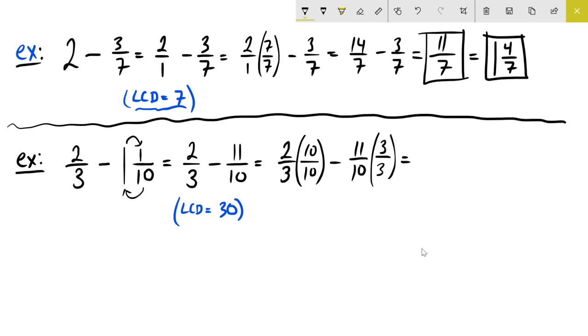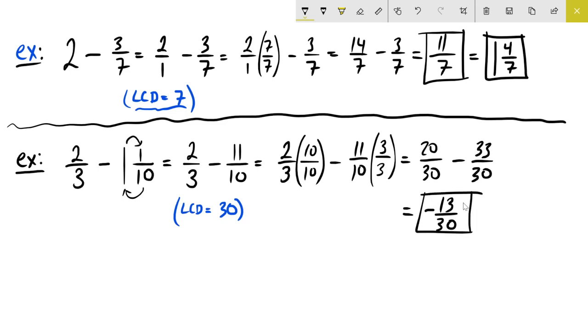So then 2/3, when we give it the 10 over 10, that becomes what? 20 over 30, because you're multiplying straight across. Then 11 times 3 is 33 over 30. And now that you've got your common denominator, you can just subtract. What is 20 minus 33? It's negative 13 over 30. You should check it to make sure it can't be reduced, but it can't because 13 is prime. And it's not an improper fraction, so it can't be turned into a mixed number. So that's it. That's all you can do.